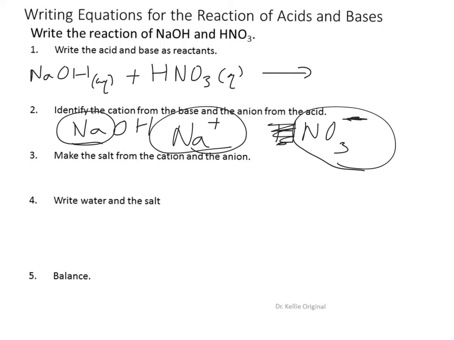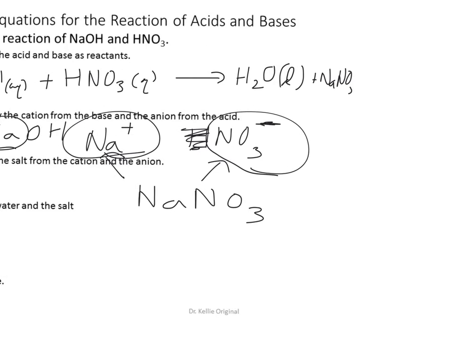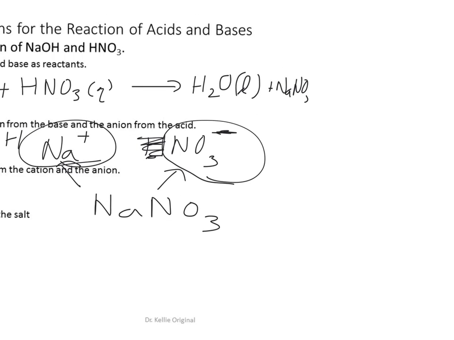Make a salt from the cation and the anion. Sodium's +1, nitrate's -1, so it'll be a 1-to-1 ratio. Cation always goes first, remember. So we'd have sodium nitrate. Now we're going to write the water and the salt. Water is going to be in the liquid phase, not the aqueous phase. That's a lowercase letter L there. And we'd have sodium nitrate in the aqueous phase. There's a 3 there. And that's all there is to it.